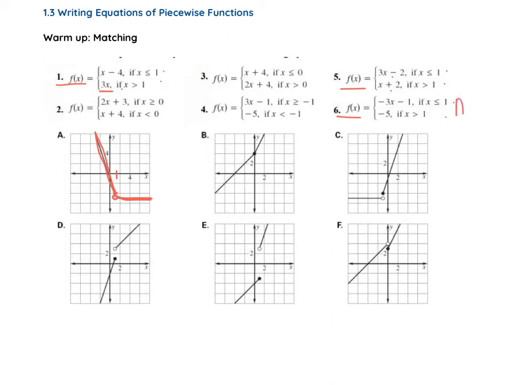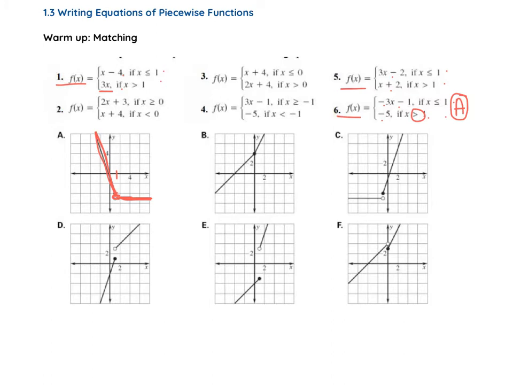So I'm going to put A beside number 6 because we have a constant and a linear starting and stopping at 1. Now we could look at more specific features of those, like this is a negative linear function, so it's going down. This is indeed at -5. This is an open circle as it should be, and this is a closed circle as it should be. All right, so we did that one.